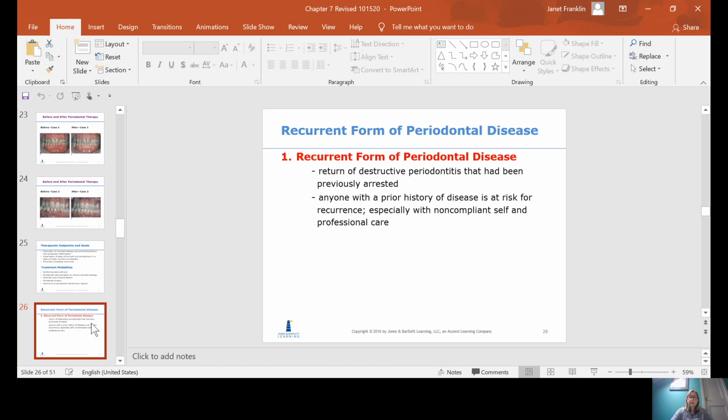Different recurrent forms of periodontal disease. Periodontal disease that is recurrent is the return of destructive periodontitis that had been previously arrested. We have two terms here: recurrent and refractory. They mean two different things. Recurrent is the return. So the patient came in, they had periodontitis, they had scaling and root planing, maybe they had some surgery, good oral hygiene instructions, and they got better. And then 2 years from now, the disease reappears and they have red bleeding gums. Maybe they've had a health issue in between, or maybe they broke their arm and can't brush their teeth effectively and floss, or whatever the case might be, but the destruction returned.